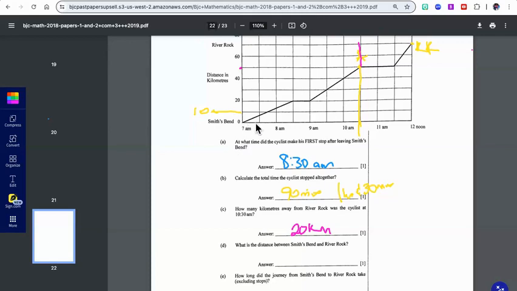So Smith Bend is here and River Rock ends here, but we're calculating the distance. So we need to count upwards. So make your 2 points on the line because you want Smith Bend, which is your start, and River Rock, which is your end. But you're calculating the distance. Count upwards. So this will be 10, 20, 30, 40, 50, 60, 70. So what is the distance between Smith Bend and River Rock?